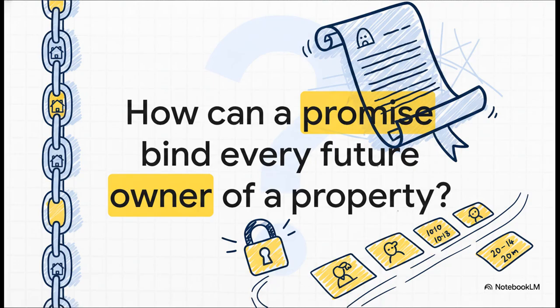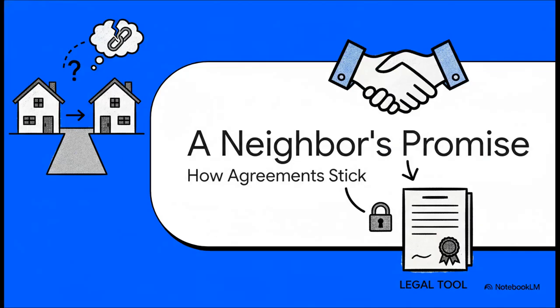This isn't just some random quirk of owning property. It's actually a really fundamental problem that law has to solve. How do you make a private agreement about land use last longer than the people who first shook hands on it? So just imagine two neighbors. They make a simple deal to share a driveway. Makes sense. But then, what happens when one of them sells their house? Does the brand new owner have to honor that old agreement? If they don't, the whole thing just falls apart.